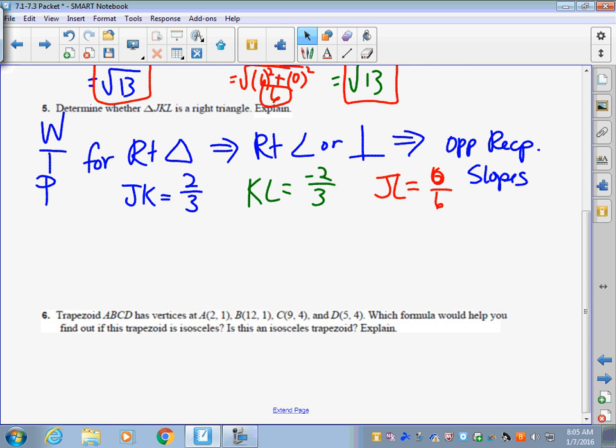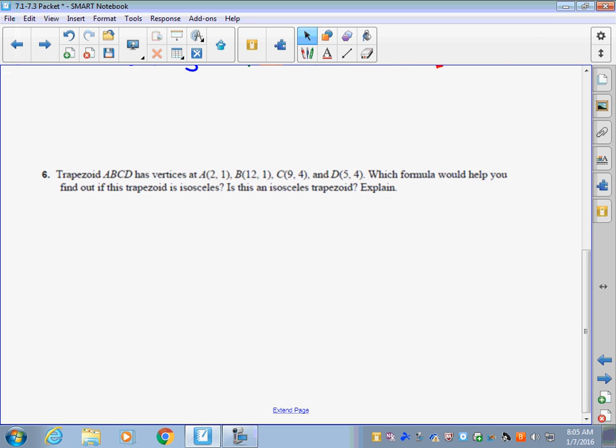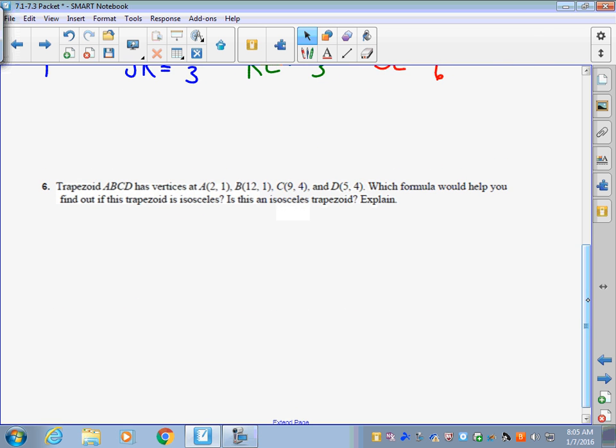On here, this is just to see if you can determine which formula to use. Okay, read the question. Again, I have underlined key information. Trapezoid is important, okay? Our vertices, we need to know those. It says, which formula could help you find out if the trapezoid is isosceles? Is this an isosceles trapezoid? Explain why. So I just want to see, can you, on your own, determine the formula? And maybe try to do this one.